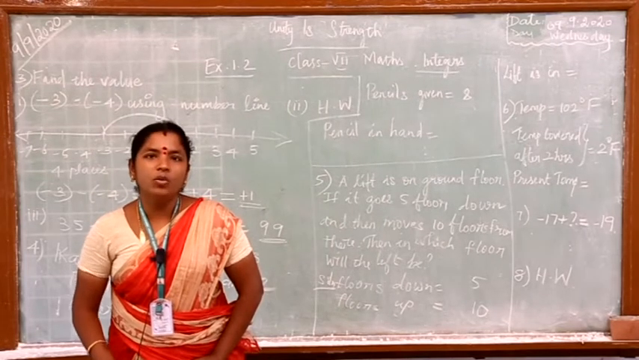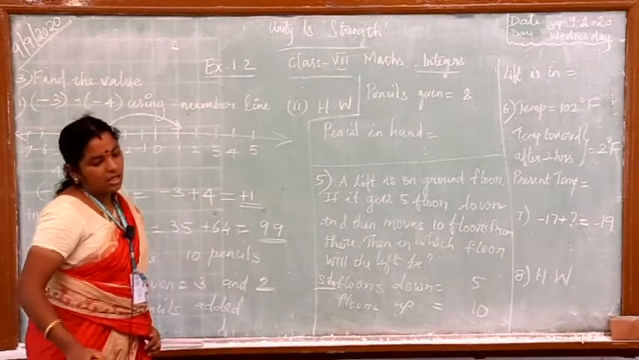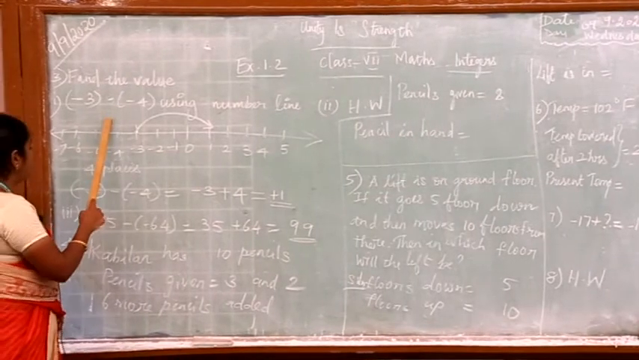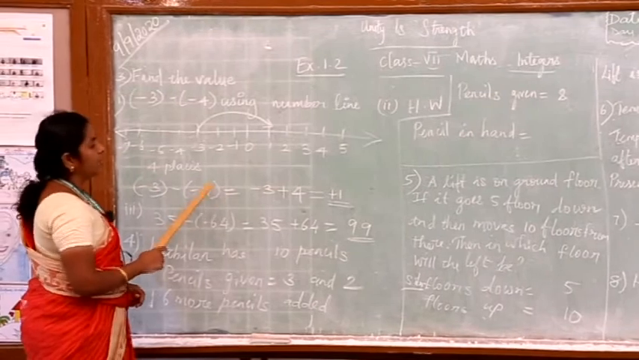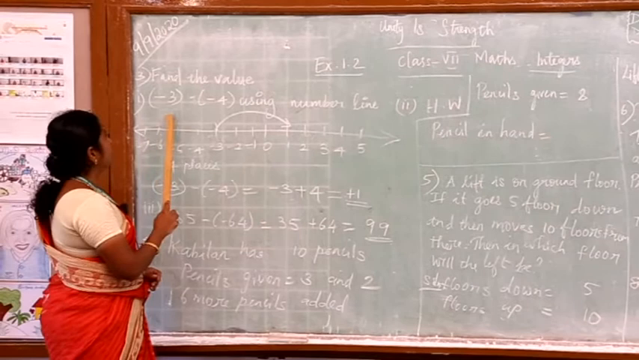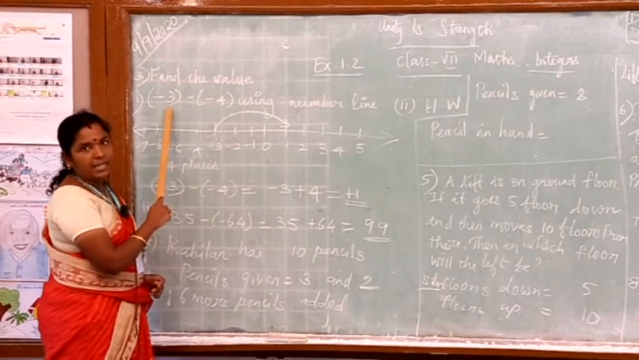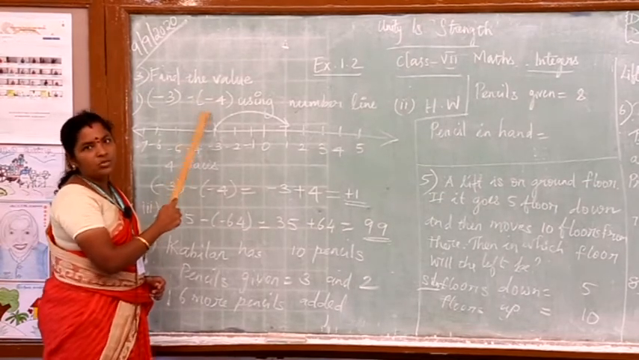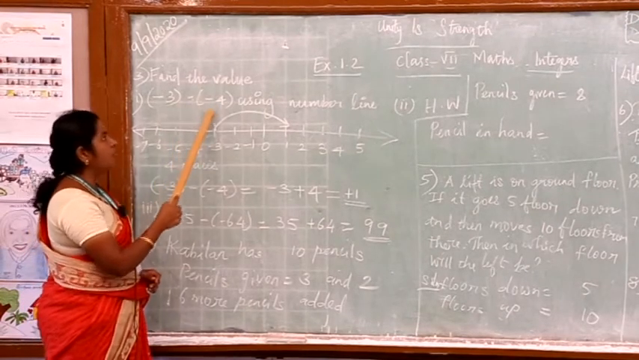Okay. So, now we will be going for exercise 1.2, question number 3, find the value of the following. They had given you 4 questions there. I have solved 2 questions for you and the other 2 questions will be homework for you. We will go for the first question, that is minus 3 minus of minus 4. You have to read it like this: if you have 2 signs, we have to read the term like this, minus 3 minus of minus 4.